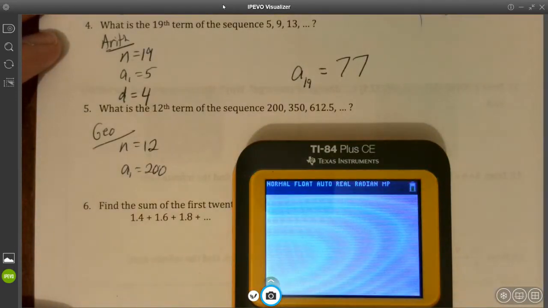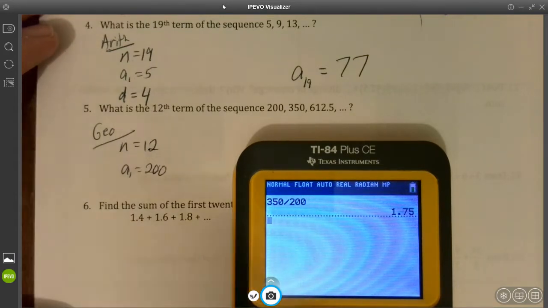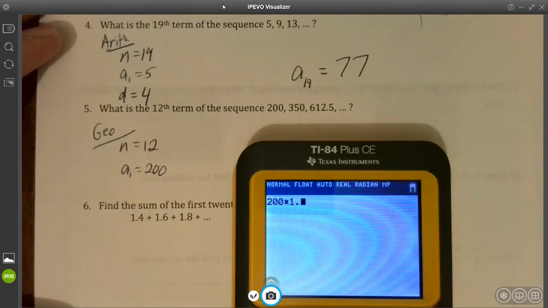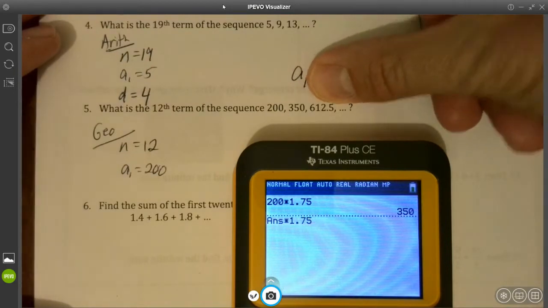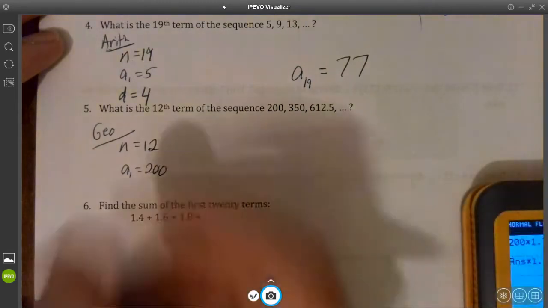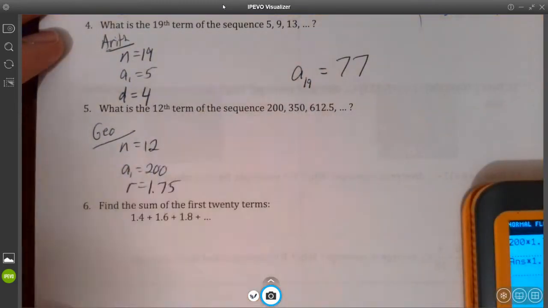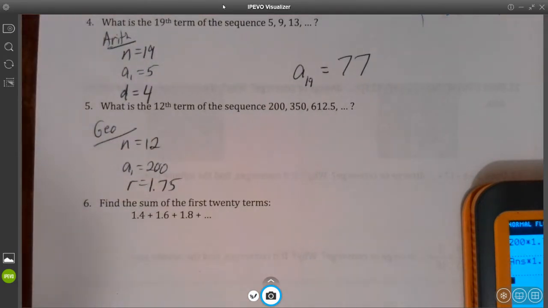If you have no idea what your common ratio is, do not panic. Let's figure this out. 350 divided by 200 will tell me what my common ratio is. And I have 1.75. Let's make sure, though. I'd hate to get this wrong. 200 times 1.75, and it gives me 350, times 1.75. Now, if I don't get this number that I'm pointing out with my thumb, then something's wrong. I did get it. We're good. So my common ratio is 1.75. It does work. So now I'll go to the geometric side and go from there.